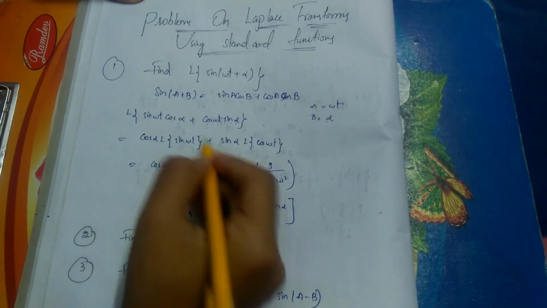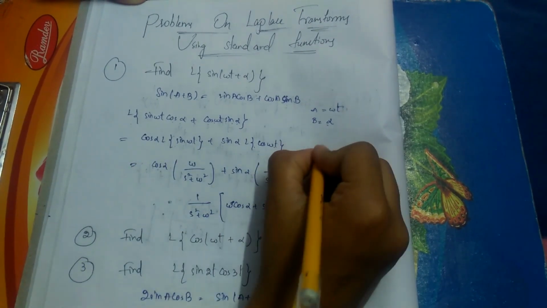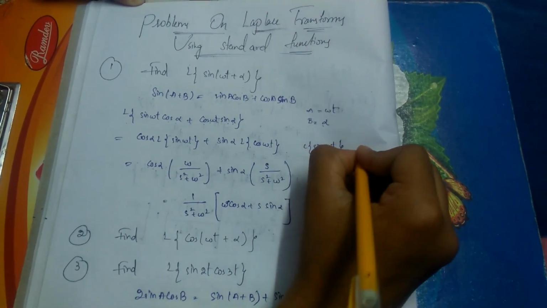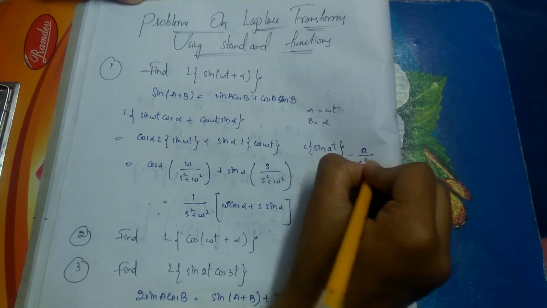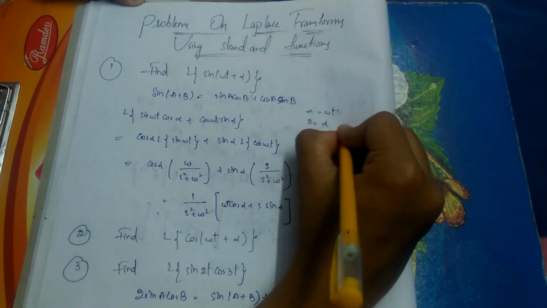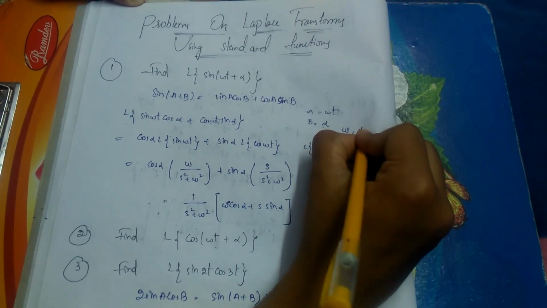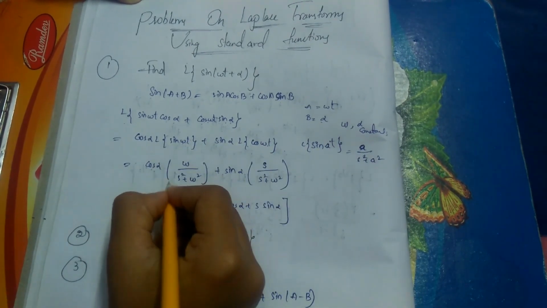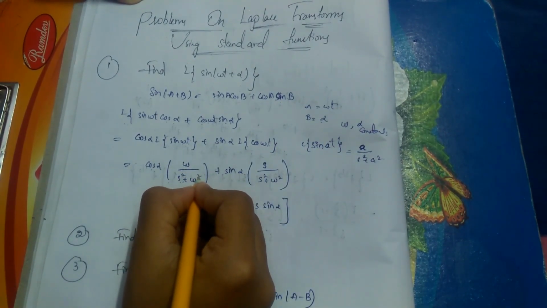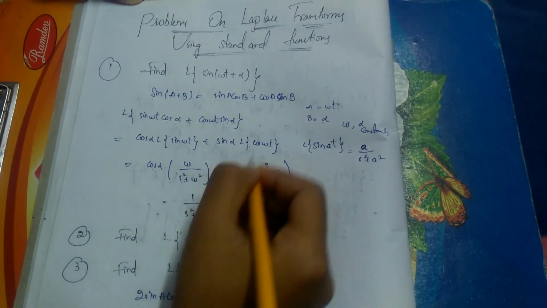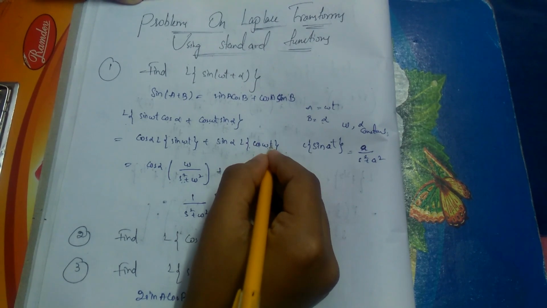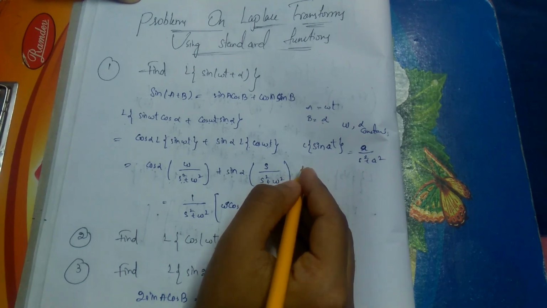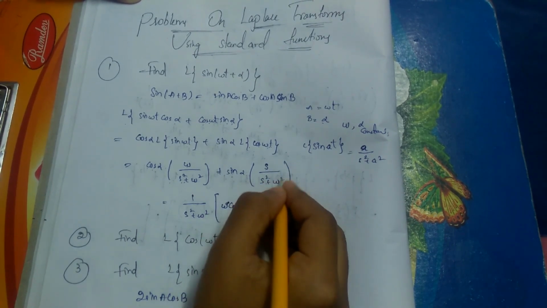Now cos alpha into the Laplace transform of sine omega t. We know the Laplace transform of sine a t is a by s square plus a square, where a is a constant. Here omega and alpha are the constants, so a is omega. So that is cos alpha times omega by s square plus omega square, plus sine alpha into the Laplace transform of cos omega t. The Laplace transform of cos a t is s by s square plus a square, that is s by s square plus omega square.